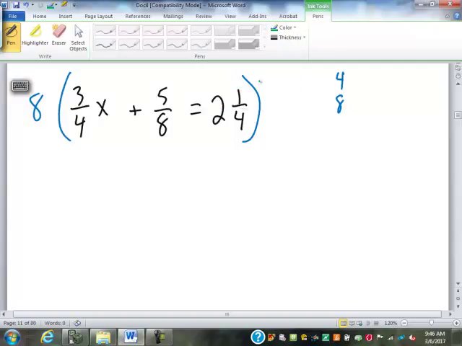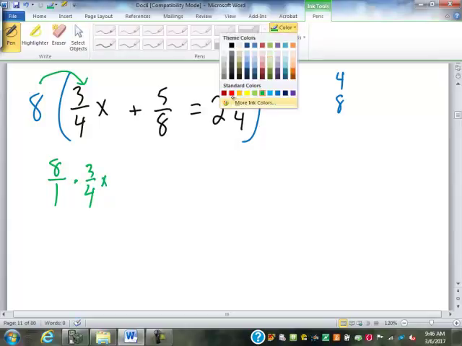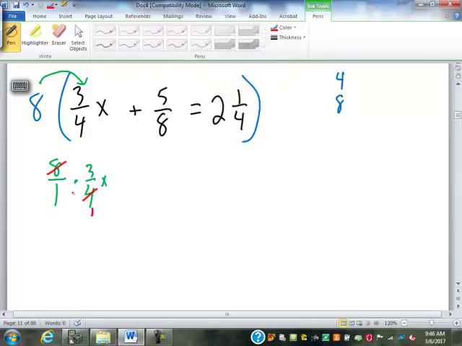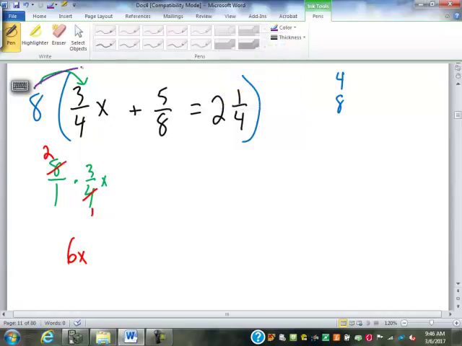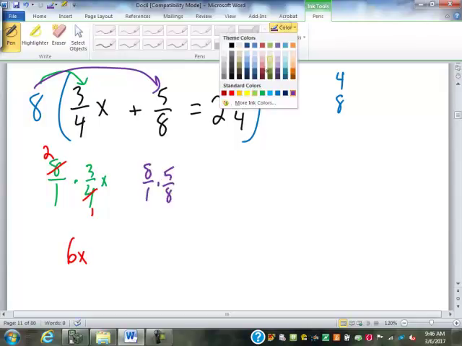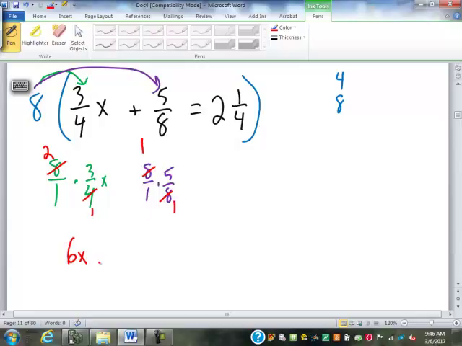Now I do have to make sure I multiply every term, every digit in this equation. So 3/4 x is one term, so it's 8 times 3/4 x. So I'll make this 8 over 1 times 3/4 x. Now the 8 and the 4 will cross cancel, making this 1 and 2. 2 times 3 is 6x over 1, so that's just 6x. Then I'll do the 8 times the 5/8, so 8 over 1 times 5 over 8. We can cross cancel the 8's, giving me 1 and 1, so that's just 5.